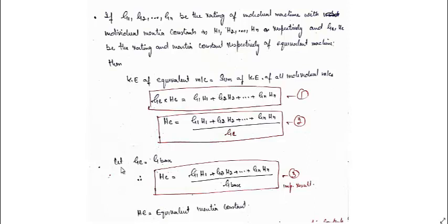It may be the same, it may be different. Let Ge be the G base, then He, the equivalent inertia constant, will be G1 H1 plus G2 H2 plus up to Gn Hn divided by G base. It's an important result, so we need to keep this in mind. We may discuss some special cases. The first special case is that if all of them have the same rating, and the equivalent machine also has the same rating, then this G will cancel out. The equivalent inertia constant will be the summation of the inertia constants of all the machines. Similarly, we may have other special cases, but I have only explained this one.